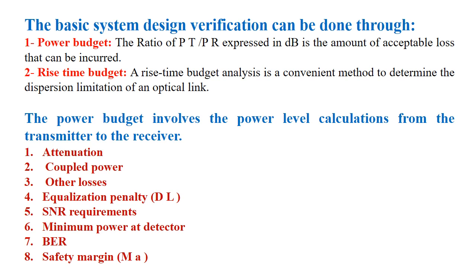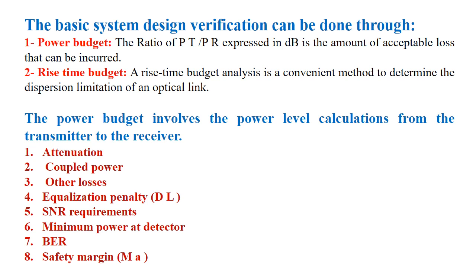We already discussed in our last video that basic system design verification can be done through two methodologies. One is power budget, the second one is rise time budget. Power budget is a ratio of PT by PR expressed in decibels, that is, total power loss by receiver power loss expressed in decibels, and it is the amount of acceptable loss that can be incurred. Next one is rise time budget.